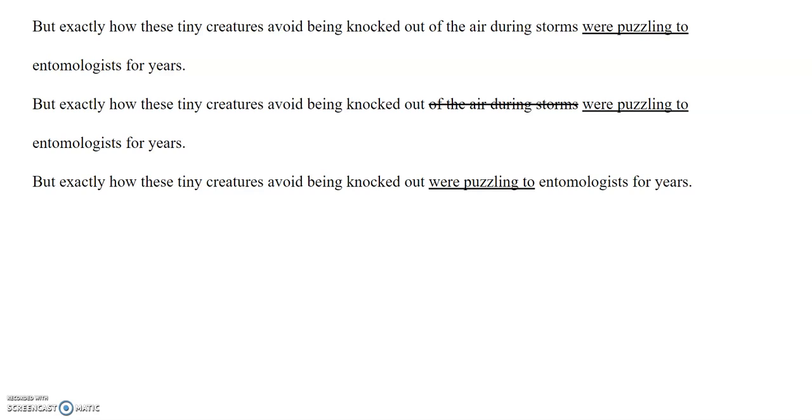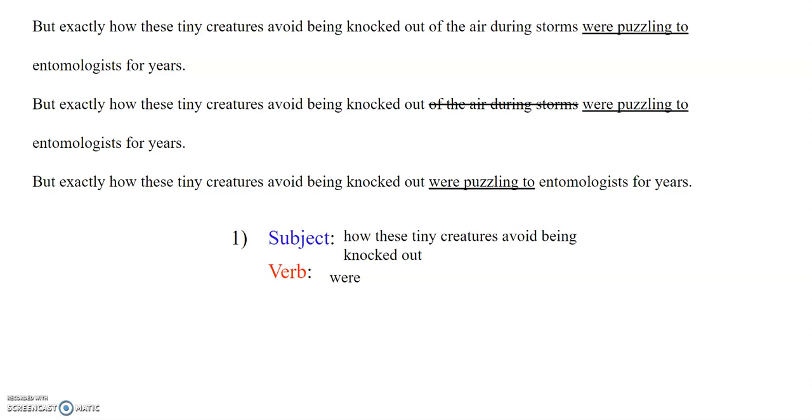Sometimes you can eliminate it down to just one or two words, and that's okay. In this case, our subject is actually a concept. It is how these tiny creatures avoid being knocked out. And our verb, were. What we're going to ask ourselves, is that subject singular or plural? And this is where this one gets tricky. Our subject is actually singular because how is a concept.